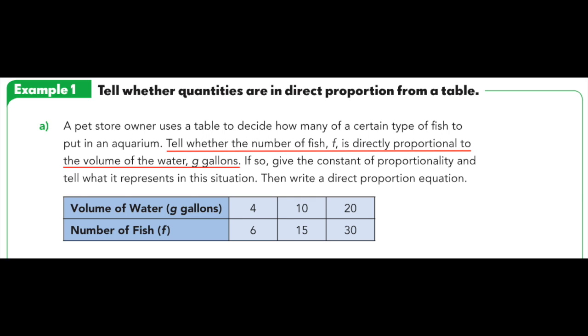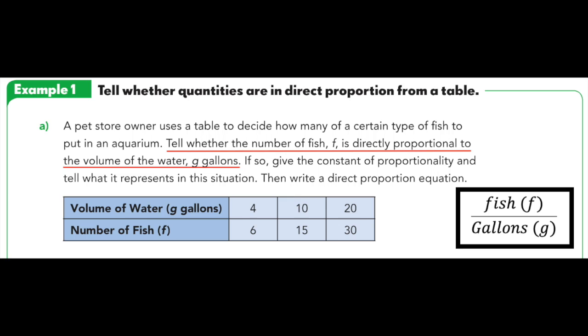We are also given the variables f and g. We will replace y and x with f and g in this situation. Pause the video and try to set up a ratio comparing f to g. If you set up your ratio as fish over gallons, that is correct.